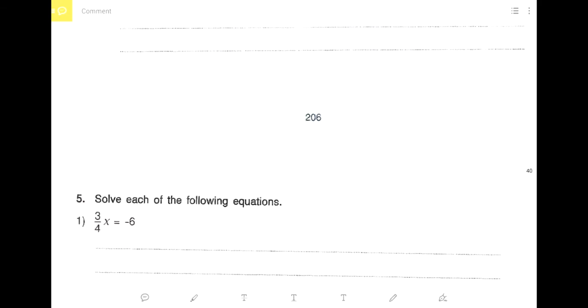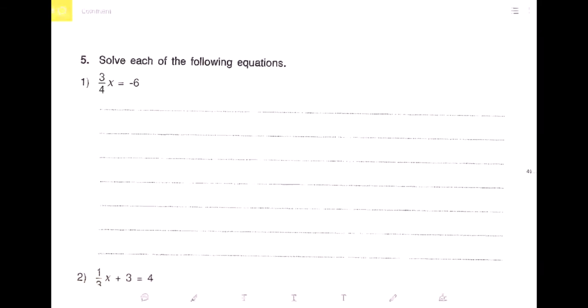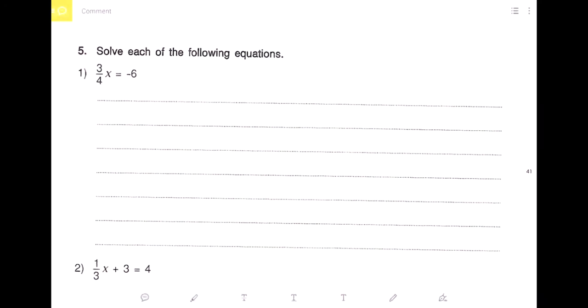Let's move to the next one. This is so easy. This one you have a fraction. I'm going to teach you how to move a fraction to the other side. This one, 3 over 4 times x is -6. If I want to get x, I will have to move this 3 over 4 to the opposite side. For fractions, when you move it, it comes out as a flip over. 4 will just go up and 3 will just go down like this.